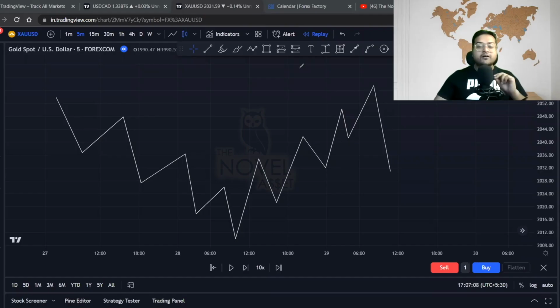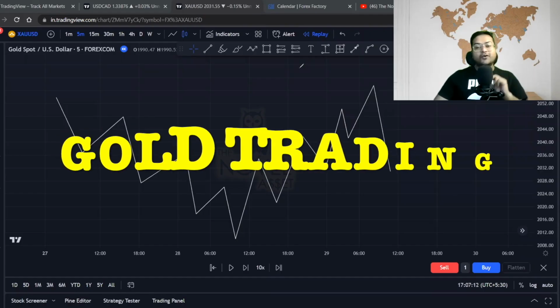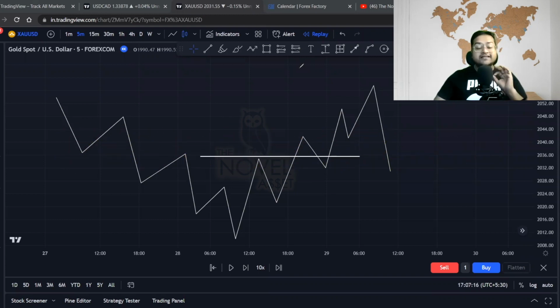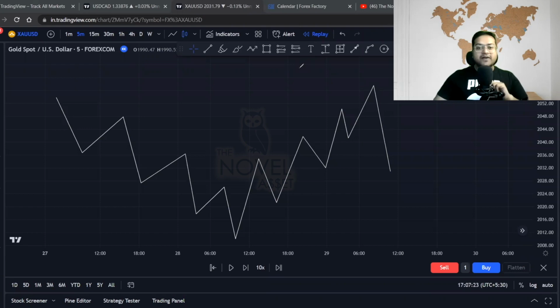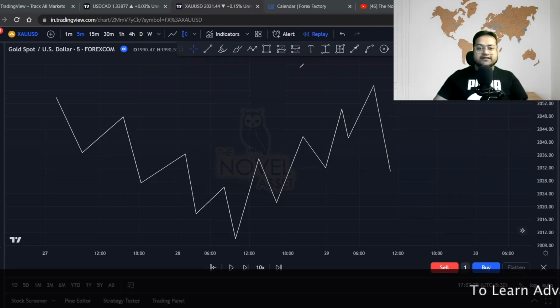Today we are going to talk about a very interesting topic in gold trading: how to mark the institutional market structure. As a trader, we all know that market structure is highly important for us to understand the direction of the price. And to decode this direction, we use the concept of market structure.